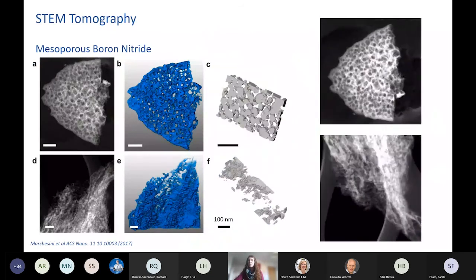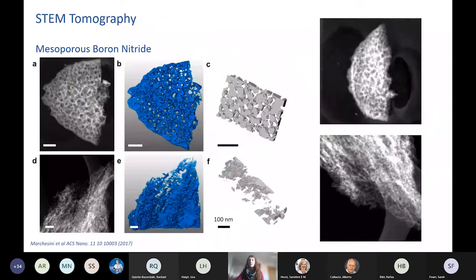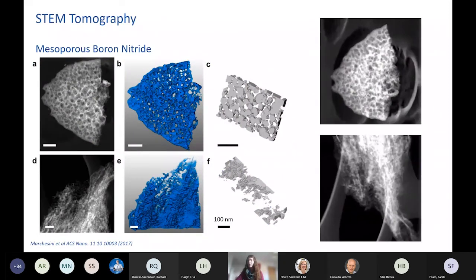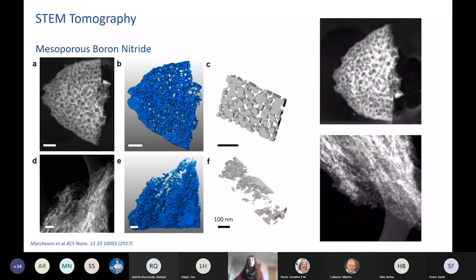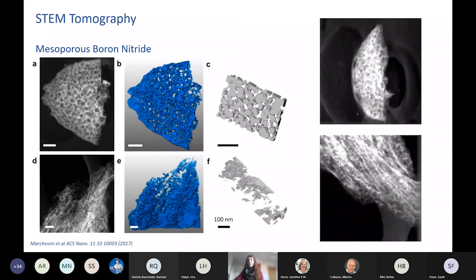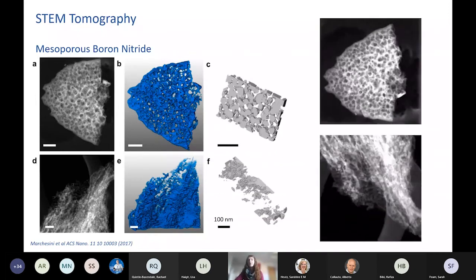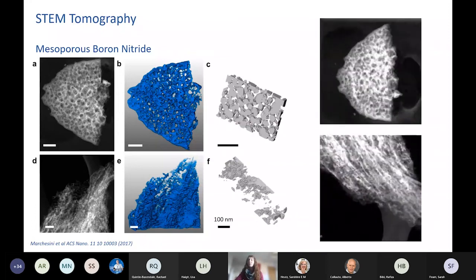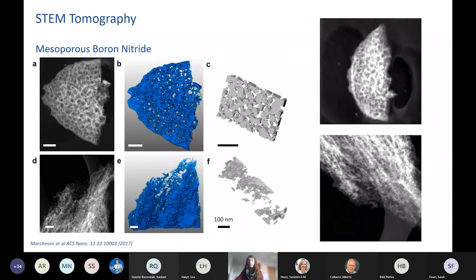And these guys were wanting to be able to tune the porosity of the boron nitride for the different purposes that they were using it for. And so using electron tomography, we were able to then take a tilt series through the sample and reconstruct those images to get a 3D picture of what that porosity looked like.